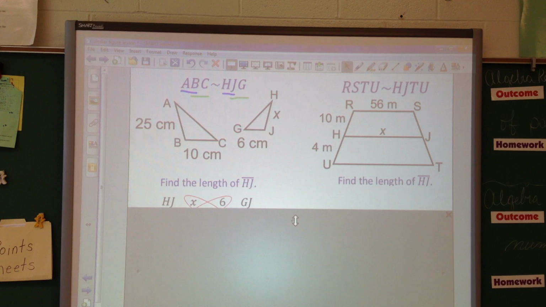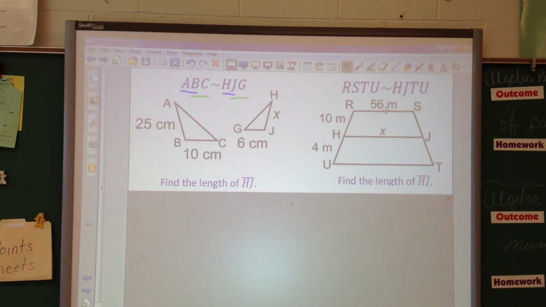Now I'm going to look at my second shape. This one's a little bit different because it's one big shape with two trapezoids, one big trapezoid with another two trapezoids inside. So I really have to look at the name to figure this out. So the first one says RSTU, and I finish up the trapezoid, is similar to HJTU. So now I'm looking at the bottom trapezoid. And my question wants me to find the length of HJ.